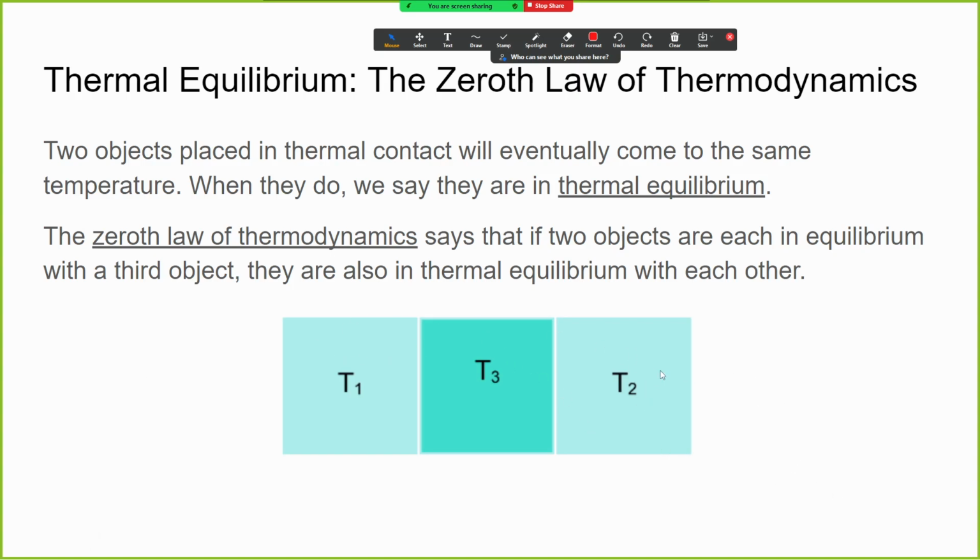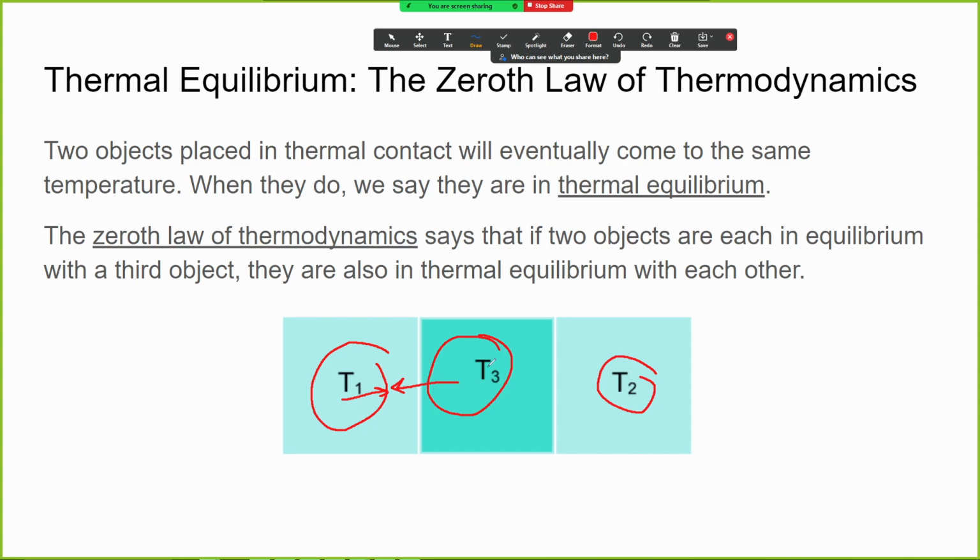And I think I didn't write that right. So if T1 is equal to T3, because those are in contact with each other, and T3 is equal to T2 because those are in contact with each other, then T1 and T2 must be equal to each other, even though they are clearly not in physical contact with each other. But because all three are, hopefully it makes sense why they would be in thermal equilibrium with each other.